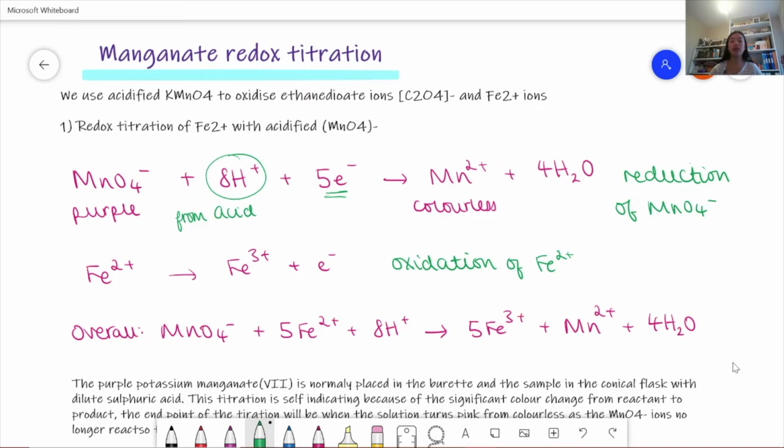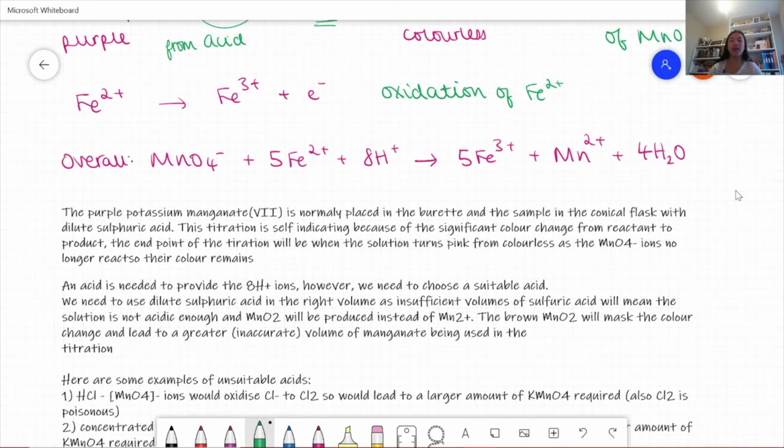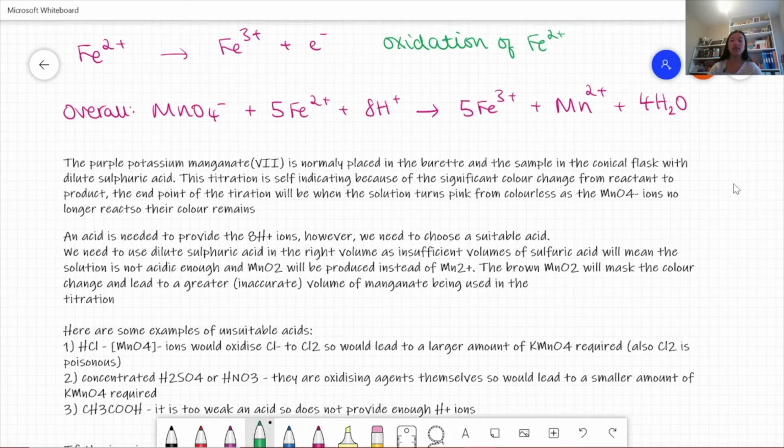And so overall, if we combine these two half equations, we get that a manganate reacts with 5 of these Fe2+ ions and 8H+ to form Fe3+ ions, Mn2+ ions, and 4 waters. So in a normal titration, the purple potassium manganate is placed in the burette and the sample in the conical flask with dilute sulfuric acid.